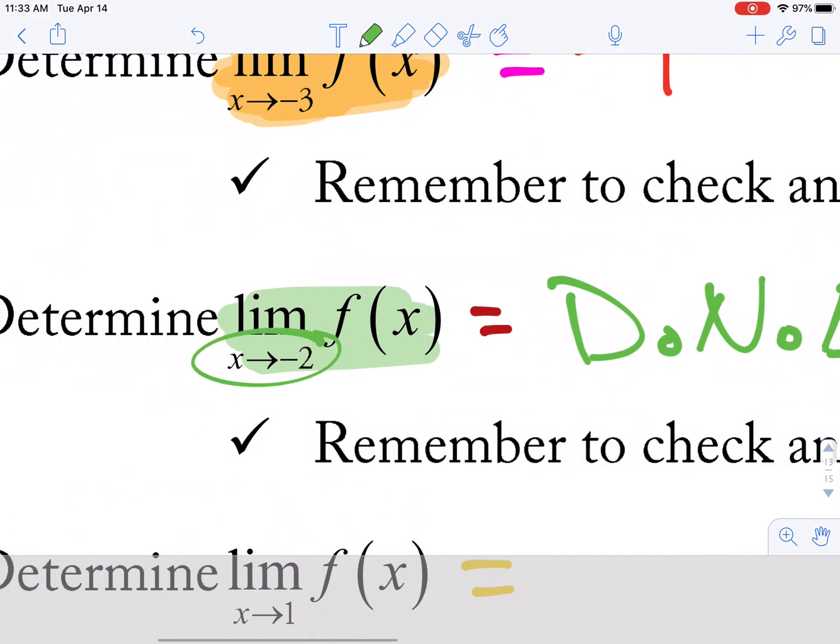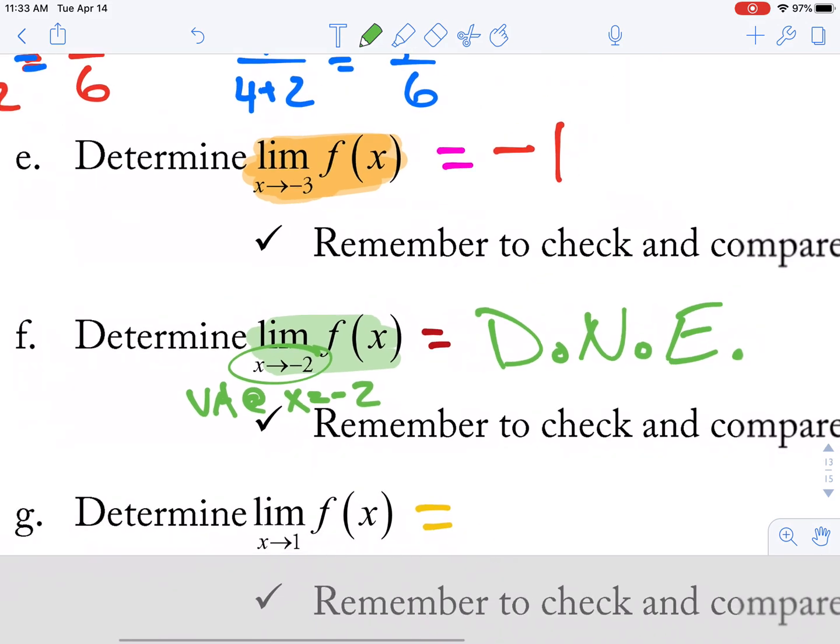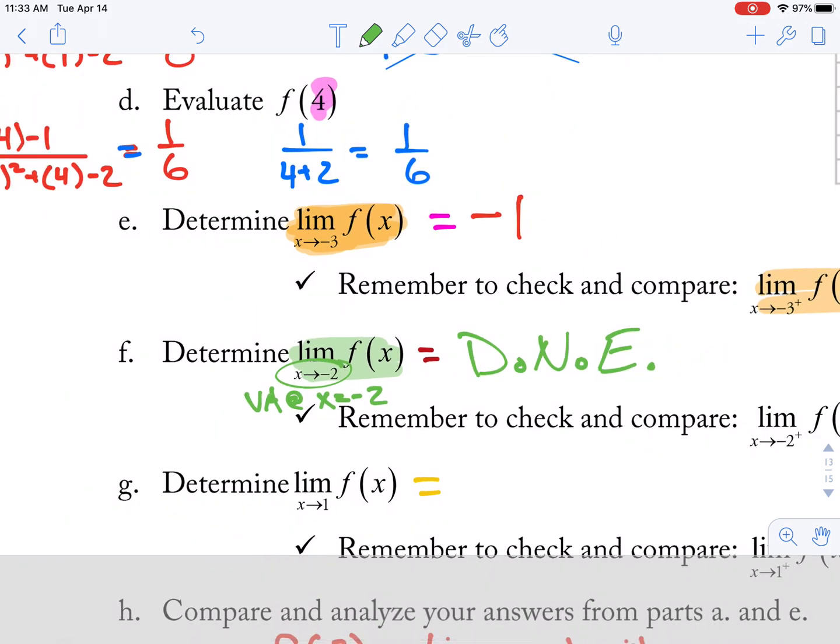And that's because there's a vertical asymptote. Think of, again, there's a VA here at x equals -2. And that's typically where the limit won't exist, at vertical asymptotes. There are some rare occasions where it does, but most of the time it does not exist when you have an asymptote.